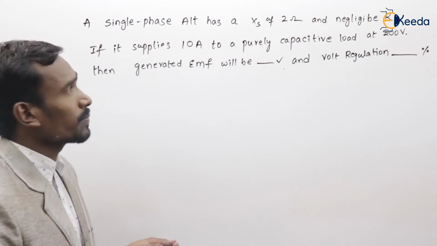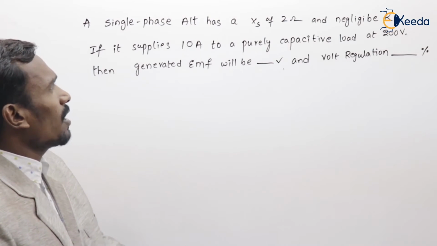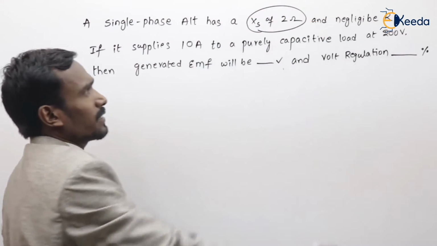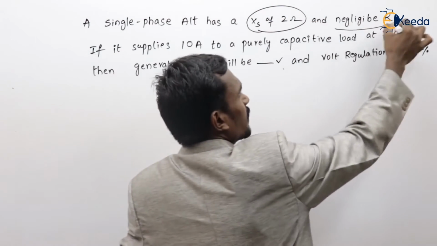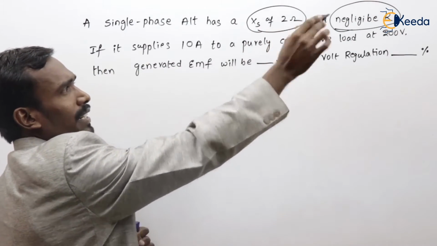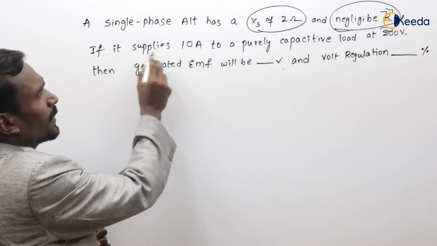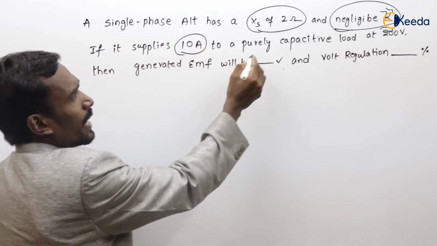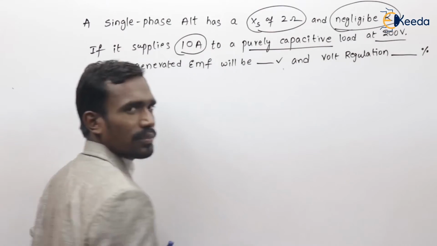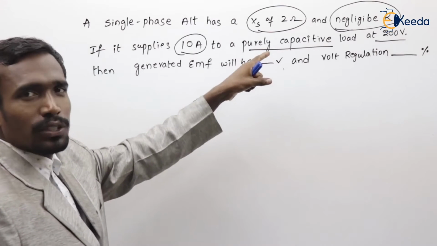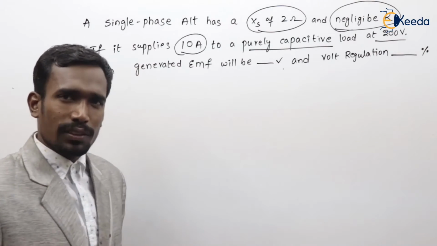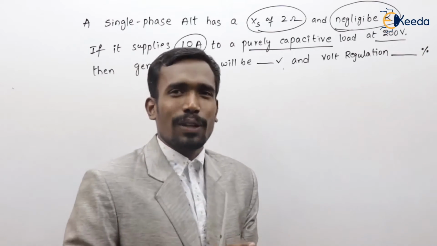Right sir, next question. Let's see, a single phase alternator has synchronous reactance 2 ohms and resistance negligible. If it supplies 10 amperes to a purely capacitive load at 200 volts, purely capacitive load is very important here, then the generated EMF will be dash volts. And what is the voltage regulation?